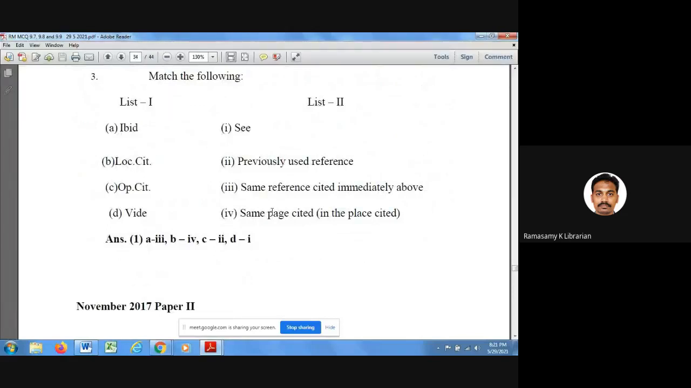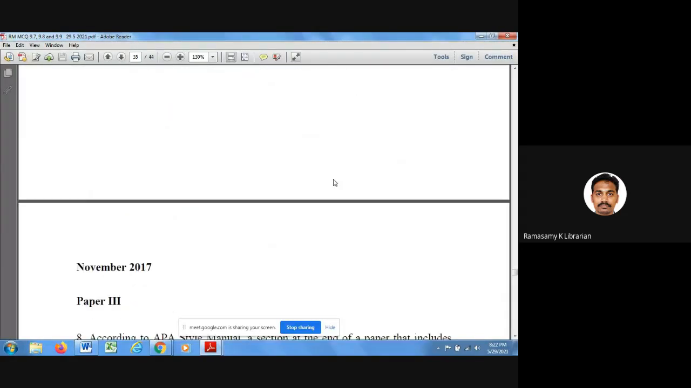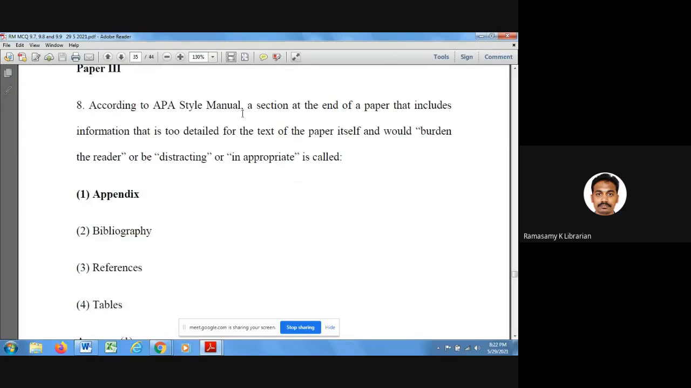We have been discussing these abbreviations. You know this very well. Then, according to the APA style manual, a section at the end of the paper that includes information that is too detailed for the text of the paper itself and would burden the reader or be distracting or inappropriate. So what is that? It is called an appendix. This is at the end of the paper, where we give a lot of details. Whatever details you cannot put inside the text, you put in the appendix. So the appendix is described in this way by the APA style manual.